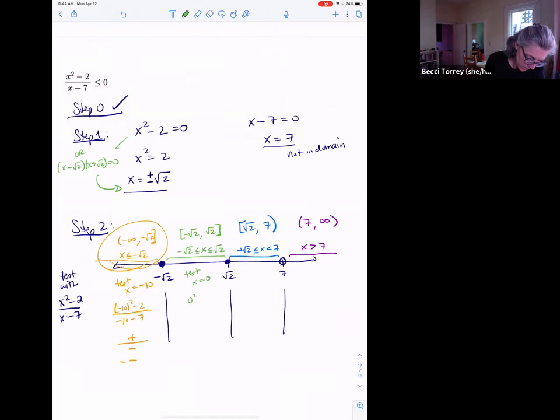So we have 0 squared minus 2 over 0 minus 7. So that'll be negative divided by negative. Negative divided by negative is positive, so these are not part of our solution set.